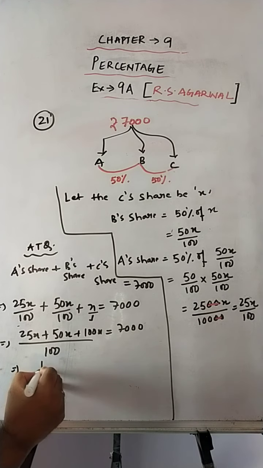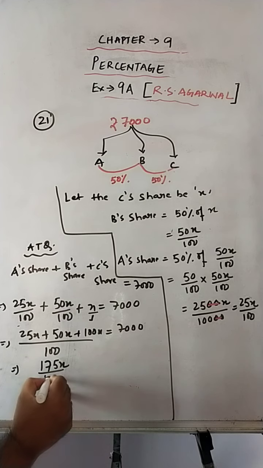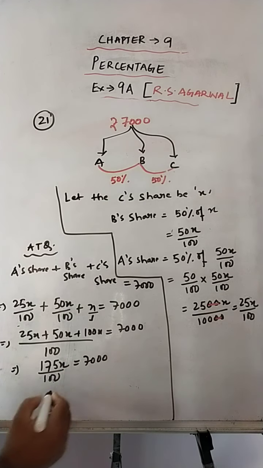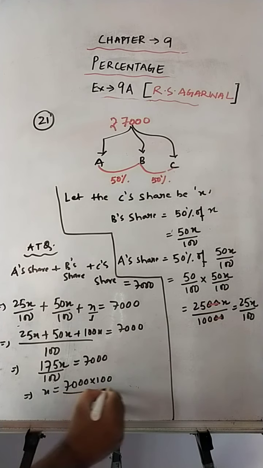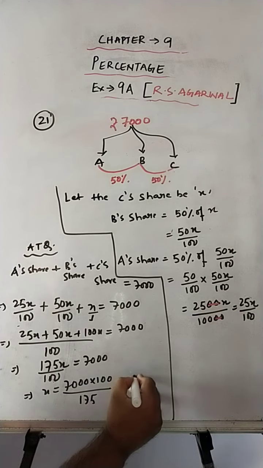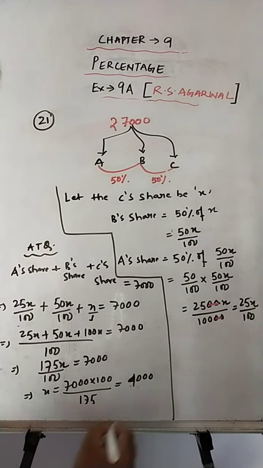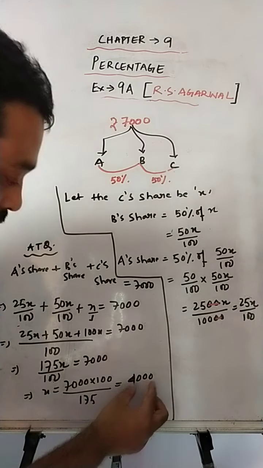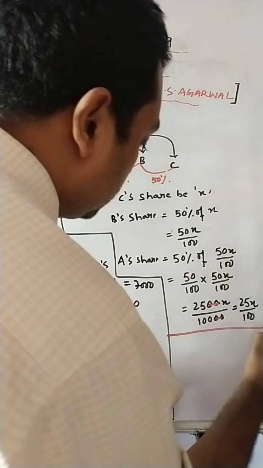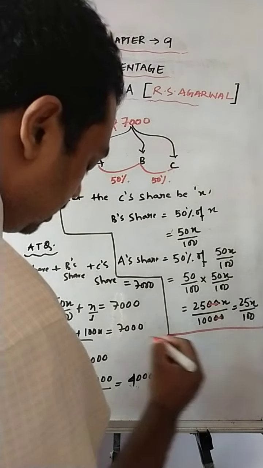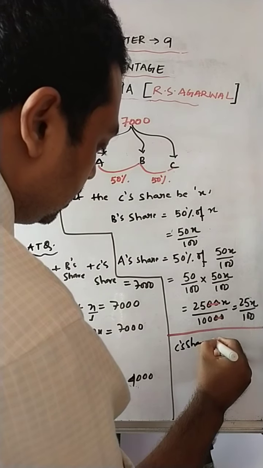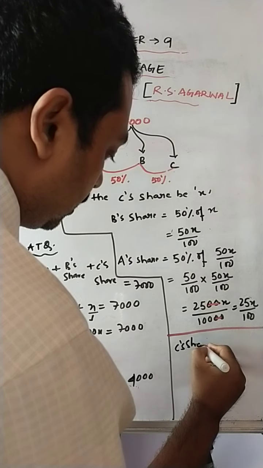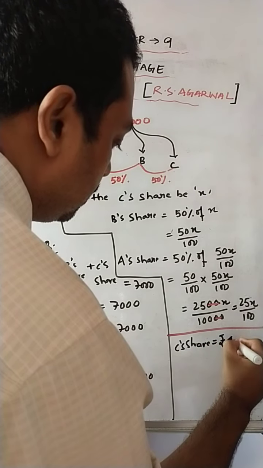Fine, so it will be 175x by 100 equal to 7,000. Now x would be equal to 7,000 into 100 by 175. If you reduce this, then you will get the answer as 4,000, students. Now you see the value of x is 4,000, isn't it? So x was whose share? x was C's share. So we'll write it down: C's share is equal to rupees 4,000.